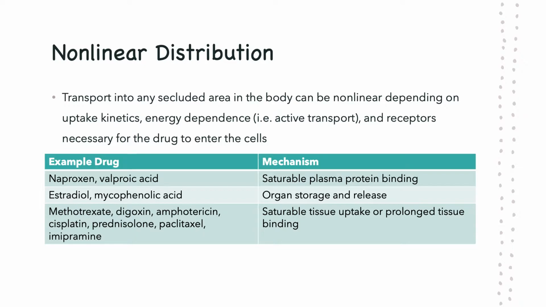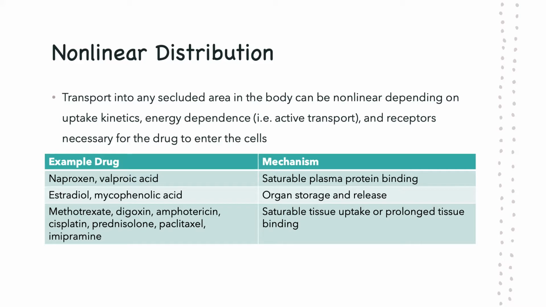Next, I'll go into nonlinear distribution, where transport into any secluded area in the body can be nonlinear depending on uptake kinetics, energy dependence, and receptors necessary for the drug to enter cells. Again, some examples are listed here on the slide in the table below. So like naproxen and valproic acid have saturable plasma protein binding. Naproxen is highly protein bound, but there are disproportionate changes in protein binding with increasing concentrations of naproxen.